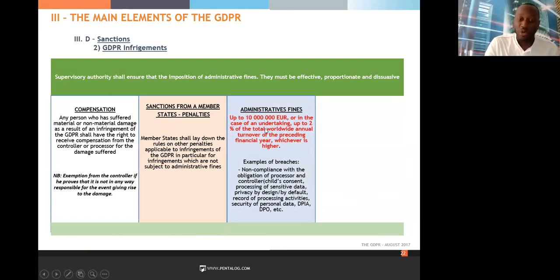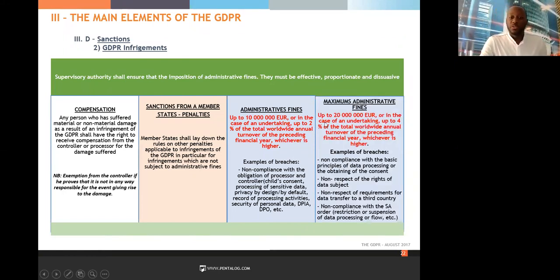Yes, administrative fines. You have probably heard about this: up to 10 million euro, or in the case of an undertaking, up to 2% of the total worldwide annual turnover of the preceding financial year, whichever is higher. Examples: non-compliance with the obligations of the processor and controller, like child consent, processing of sensitive data, privacy by default and by design, records of processing activities, security, DPO, DPIA, etc. Maximum administrative fine: up to 20 million euro, or in the case of an undertaking, up to 4% of the total worldwide annual turnover of the preceding financial year, whichever is higher.